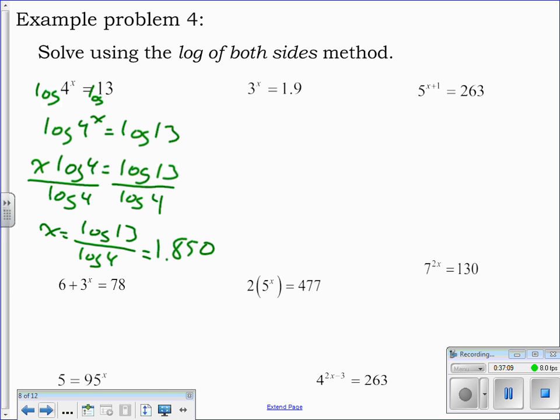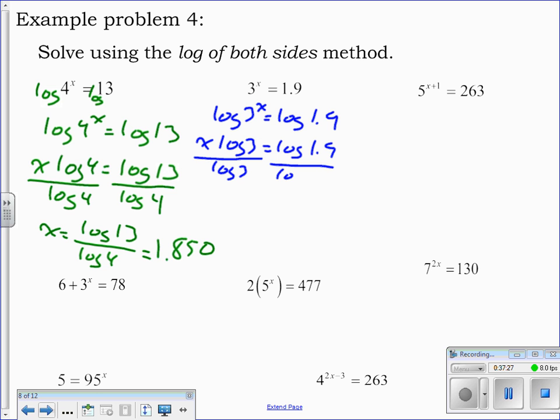Next one, same thing. Take the log of both sides. You get the log of 3 to the x equals the log of 1.9. Bring the power down out in front. x log 3 is equal to the log of 1.9. Divide both sides by the log of 3. x equals the log of 1.9 divided by the log of 3. And once again, your calculator is your friend. Log 1.9 divided by log 3. 0.584.